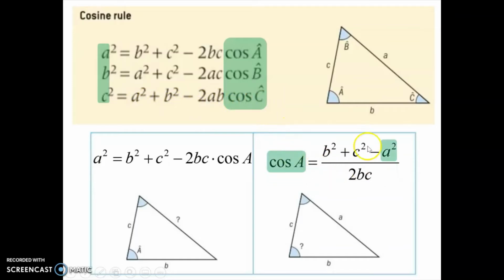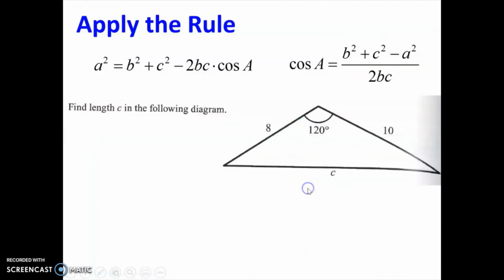And just to note, in the other form, also the same thing. We have cosine of an angle, in this case A, and over here we have B and C, but here the minus whatever side is the matching one to this angle. Okay, so if you can remember that, you'll be able to apply it no problem.